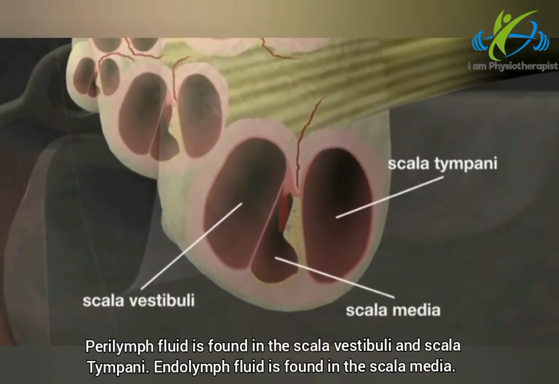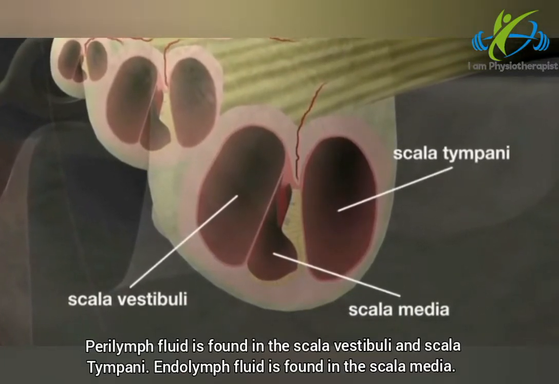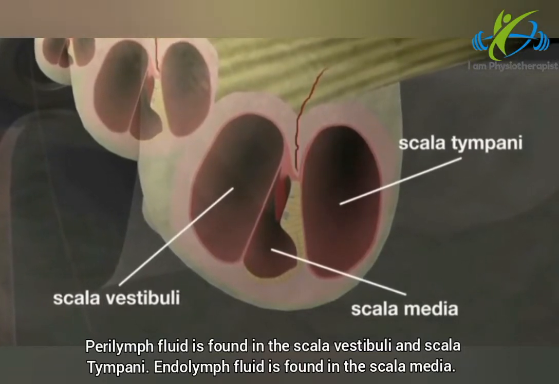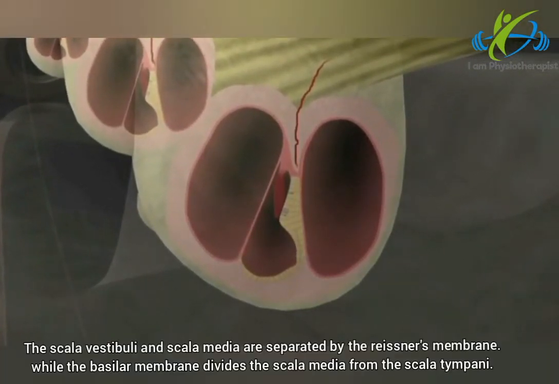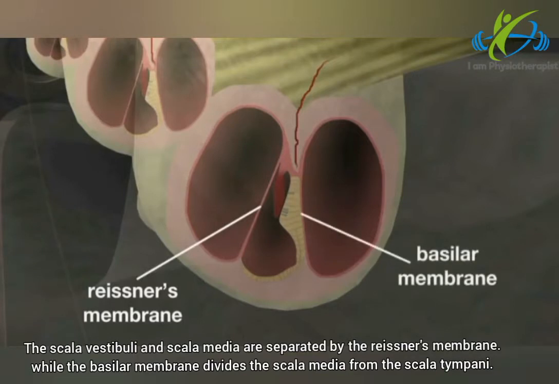Perilymph fluid is found in the scala vestibuli and scala tympani. Endolymph fluid is found in the scala media. The scala vestibuli and scala media are separated by the Reissner membrane, while the basilar membrane divides the scala media from the scala tympani.